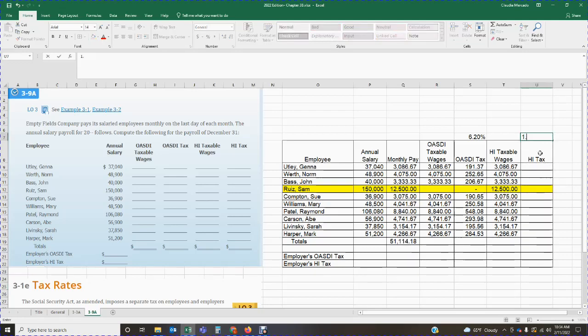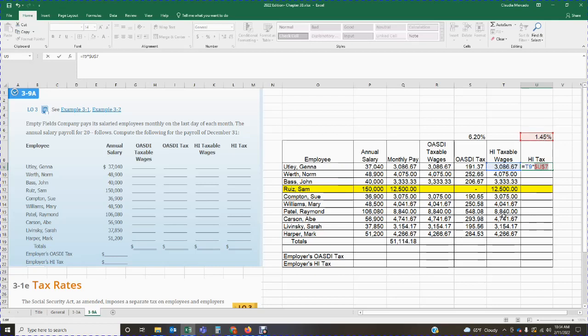Now my HI tax rate is 1.45%, so I'm going to put that up there. How do I calculate my HI tax? I'm going to do an equal sign, select my HI taxable wages, which is 3,086.67, and multiply it by my rate. Once I select my rate, I'm going to put my cursor in front of the letter of whatever cell you're in and click F4. F4 will automatically put dollar signs in front of the letter and the number of the cell. That way I link, or anchor, my rate.